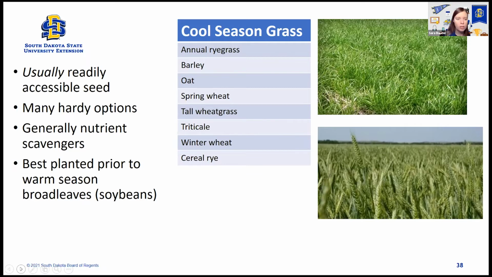You can see the list of grasses I have here that are common to South Dakota. They're usually pretty accessible. There's a lot of hardy options on this list, and they're usually pretty good nutrient scavengers. Our grasses in general are. They're best planted prior, again, to warm seasons, but broadleaves. So we want to get cool seasons and warm seasons interchanged every other. And if we can, we want to try to also interchange a mainly grass mix ahead of a broadleaf crop, or a mainly broadleaf mix ahead of a grass crop, just to keep that diversity in there.